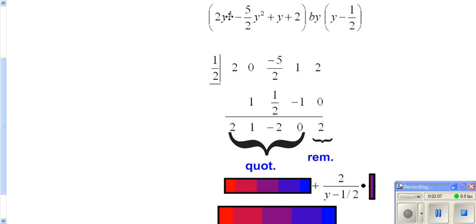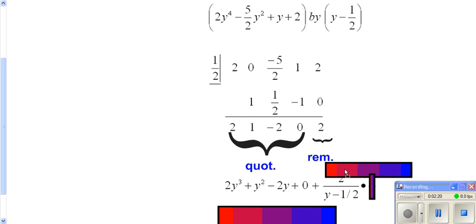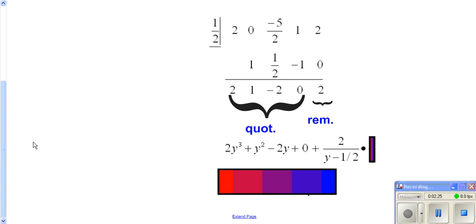I was dealing with an x to the fourth, so I now need to be dealing with a cube here. In this case, our variable is y, so it'd be a 2y cubed, a 1y squared, a minus 2y, plus a 0. However, we now have a problem. We have a fraction within a fraction. We want to eliminate that, so I'm going to multiply this fraction by a special form of 1. In this case, it's 2 over 2. I'm multiplying by 2 because that's my denominator here.